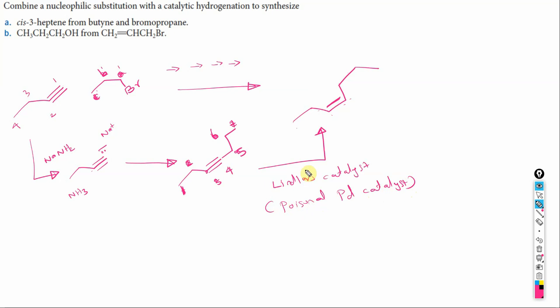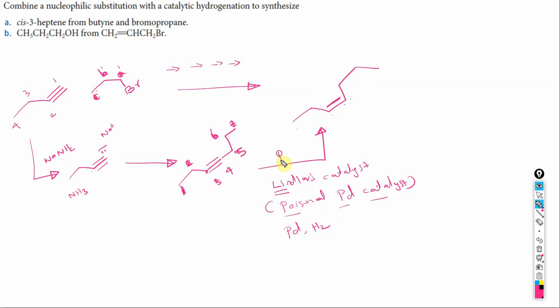Okay, so usually you just add palladium and hydrogen to an alkyne, and the alkyne will go to an alkene, then it'll go to an alkane, because the palladium is a very strong reducing agent, so it reduces all the way to an alkane. Whereas when you poison the catalyst with other chemical additives, you get Lindlar's catalyst. You don't have to worry about that for this class, but you just need to know that Lindlar's catalyst is a poisoned palladium catalyst.